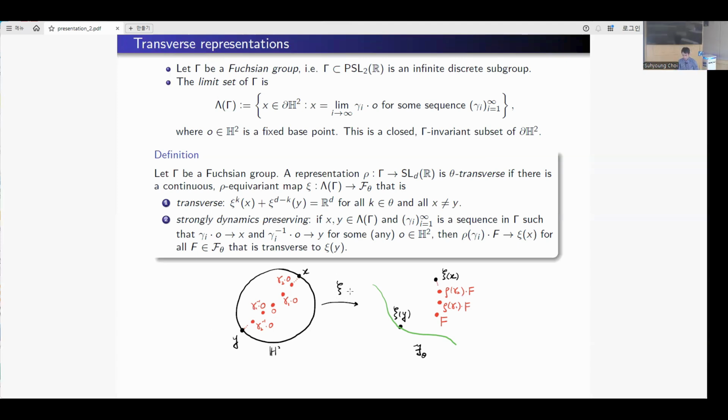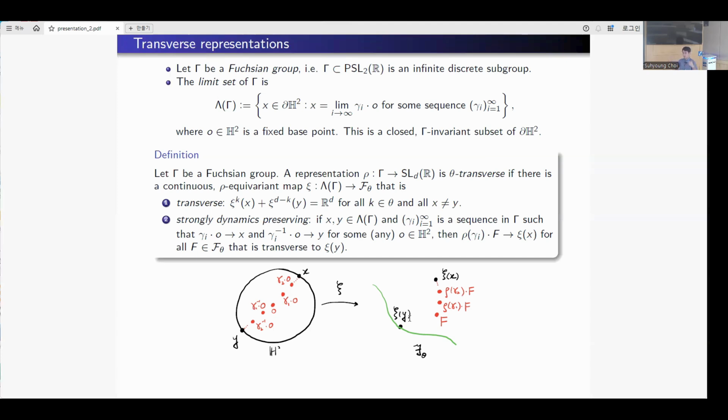Then this map C, for it to be strongly dynamics preserving, means that when you look at rho of gamma_i and apply it to any flag f in F_theta that's transverse to c_y, it has to converge to c_x. On the right-hand side, you should think of this as a picture in F_theta. I drew my flags c_y and c_x, and this green curve through c_y is supposed to describe all the flags that are not transverse to c_y.